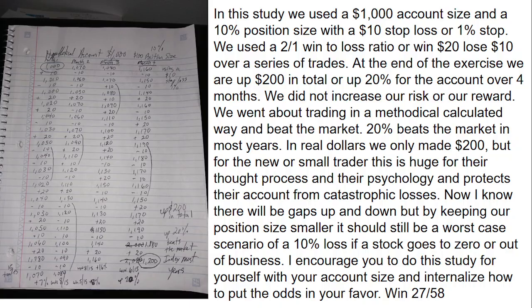Now I know there will be gaps up and down, but by keeping our position size smaller, it should still be a worst case scenario of a 10% loss if a stock goes to zero or out of business. I encourage you to do this study for yourself with your account size and internalize how to put the odds in your favor, right? In this case, guys, we only won 27 out of 58 trades. But because we took our losses, we still had a winning series of trades overall, okay?